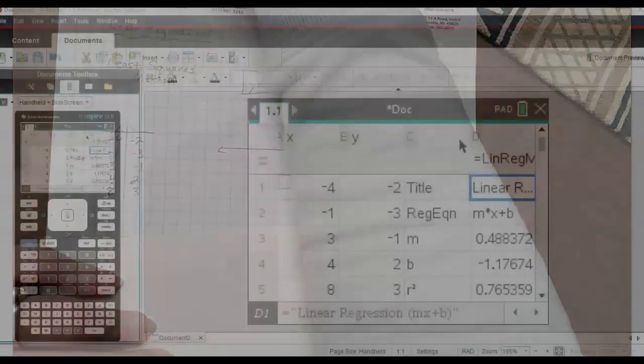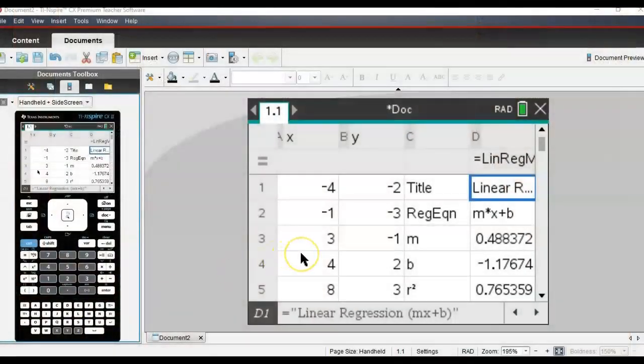Want to see something fun and exciting? Go back to your calculator for a second. Check this out. All right, so if we go back to the calculator, a couple of things.